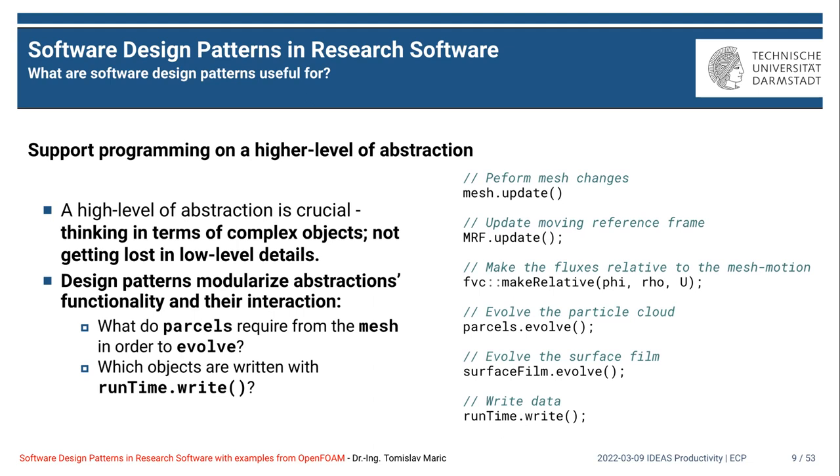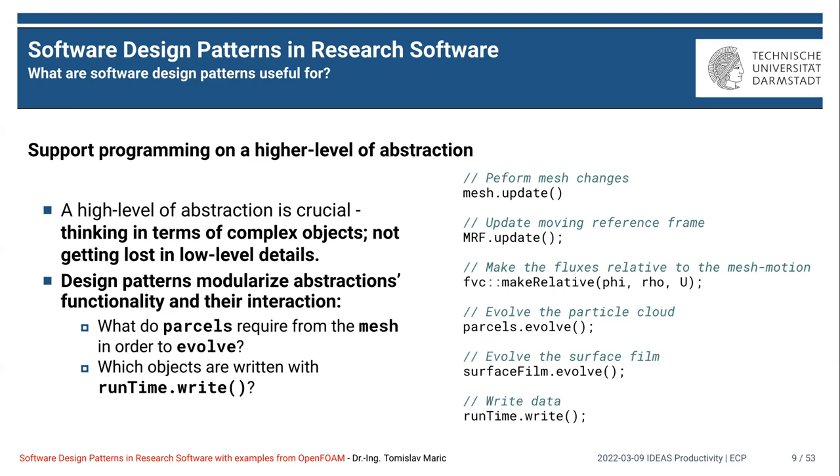We do not want to think in terms of low-level details, because we can really get bogged down by low-level details and not see the bigger picture of these algorithms that have to be combined somehow. And this is where software design patterns help. They modularize the functionality, so the thing that the abstraction actually does is modularized, and then they also modularize their interaction.